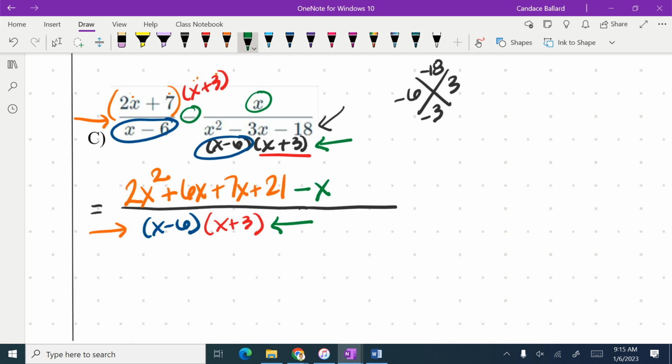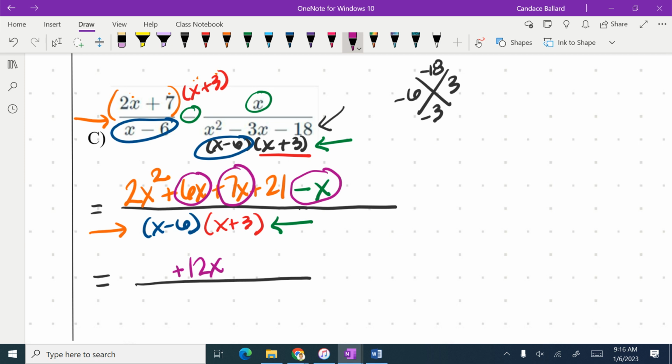This seems really easy now, right? Compared to what we just did on the first two. So all we're doing is combining like terms, right? So what are my like terms this time? All the x's, right? But look, there's 3 of them this time. So 6x, 7x, and negative x ends up being what? 12x. I'm going to put that in the middle. I know it's kind of weird that I did that first, but everything else is the same, right? 2x squared, 21, and then our denominator, do not FOIL it. Leave it in factored form.